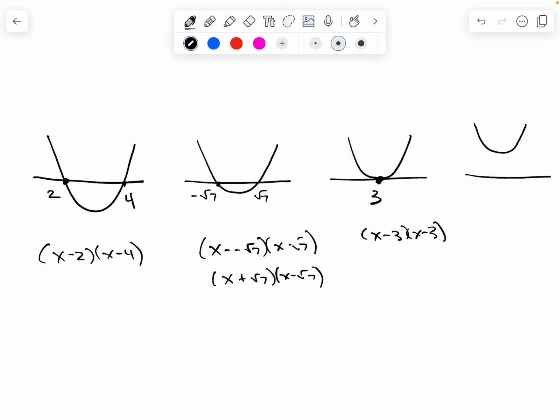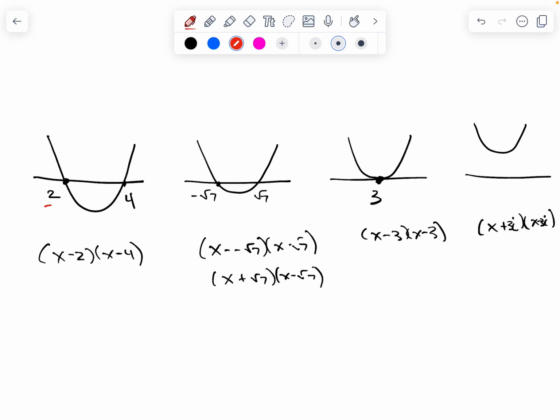And finally, if it doesn't dip at all, well, then we really don't know how to factor it. In fact, we cannot factor it. The factorization would be something imaginary. So x plus something i, x minus i, and it might be a 3i and a 3i or a 2i and a 2i, where we just can't tell from the graph. So those are the four different possibilities.